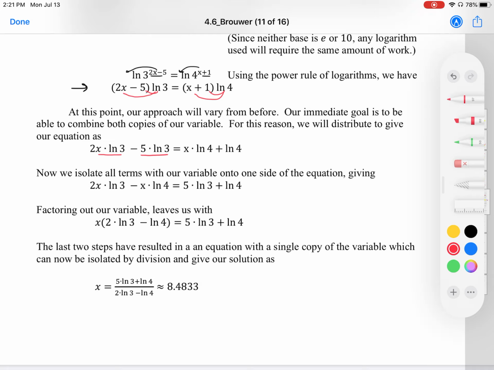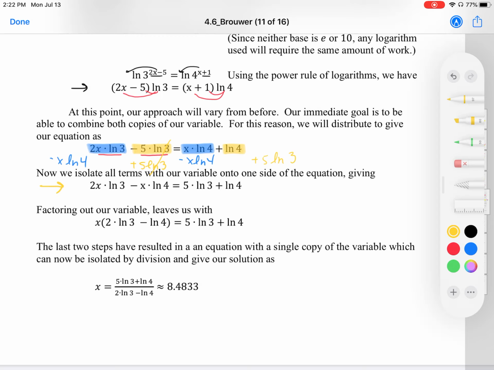Now we isolate all terms with our variable on one side of the equation, meaning let's get our x's together. What terms have x's? I have x ln of 4 and 2x ln of 3. I want them on the same side. So let's take the time to subtract x ln of 4. Now what terms don't have an x? Minus 5 ln of 3 and ln of 4. So let's take the time to move them. So plus 5 ln of 3 on both sides. So what are we left with? We have 2x ln of 3 minus x ln of 4 equals 5 ln of 3 plus ln of 4.